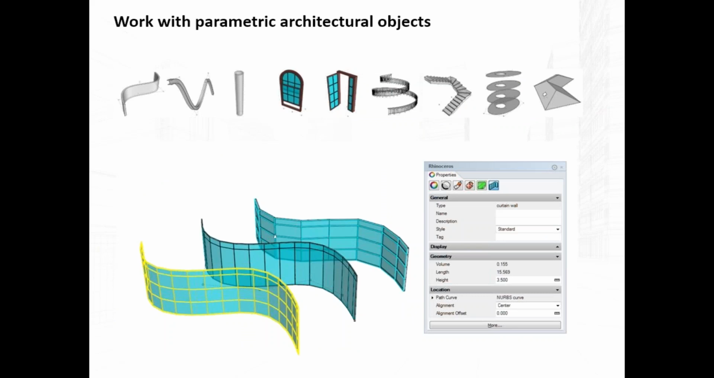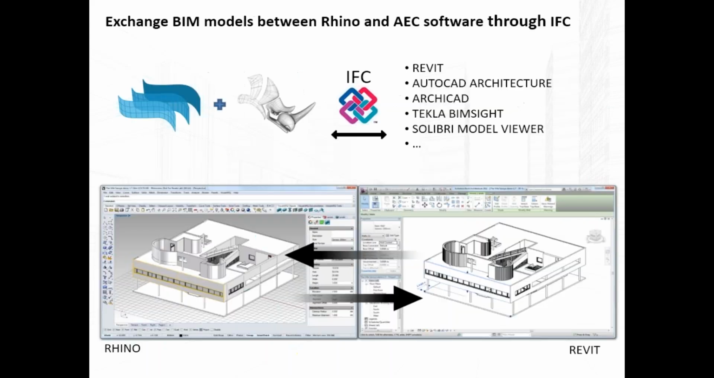Also, because VisualARQ provides this set of architectural objects, they are smart objects, and they can be changed parametrically. Also, VisualARQ adds the option to exchange models using the IFC file format. All these smart objects, when they are exported to IFC, are recognized as smart objects also in the program where they are opened. In the case of Revit, some VisualARQ objects are recognized as native Revit objects, such as in this model you can see in the screenshot.